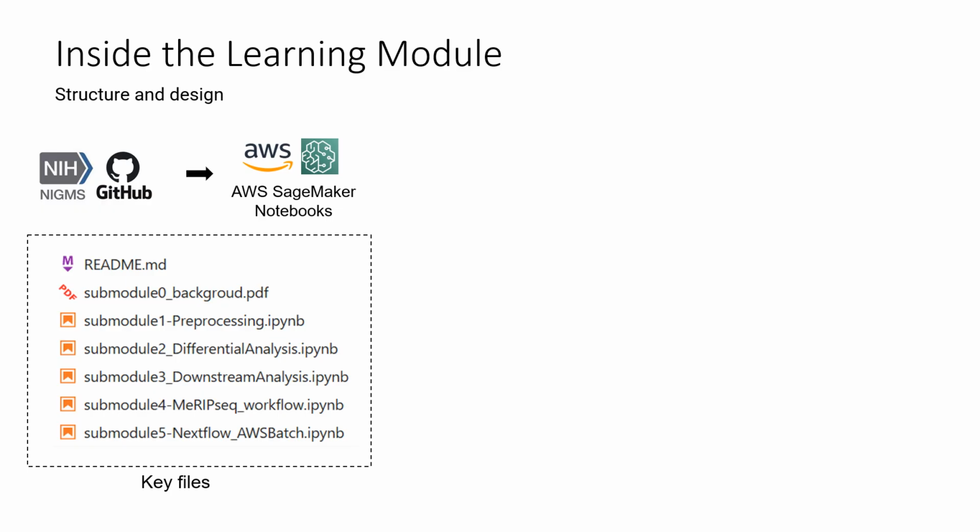Users will see these files listed in the file browser on the left-hand side of the SageMaker interface. In addition to the README file, key components include Submodule 0, a PDF file that includes the biological background of RNA methylation and the MeRIP-seq technique. Submodules 1 through 5 are provided as Python or R-based Jupyter notebooks. Users can open these notebooks directly in the Jupyter interface to interact with the content. Next, let's take a look at how these notebooks are structured and how to use them effectively.